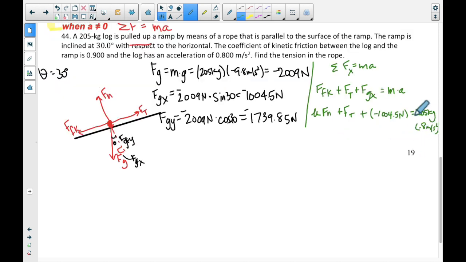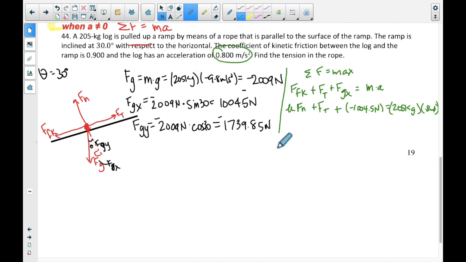And then I'm running out of room over here. My mass is 205 kilograms. My acceleration is 0.8. That was from this right here, 0.8 meters per second squared. Okay, my mu is 0.9. And my normal force is equivalent to the force of gravity in the y direction. The normal force is positive 1739.85. Okay, and then tension is what I'm looking for, and this is still negative.